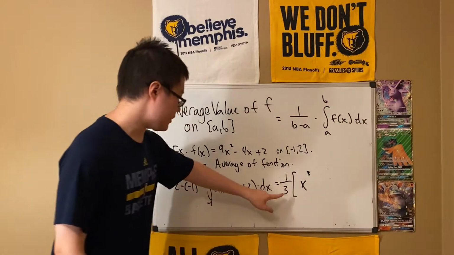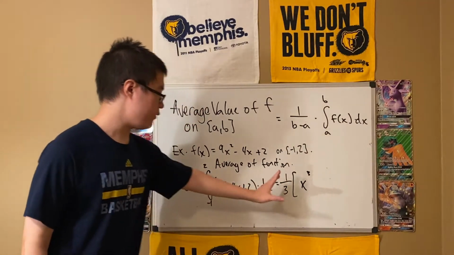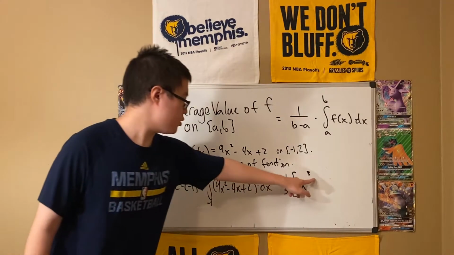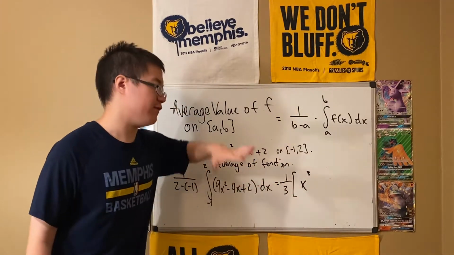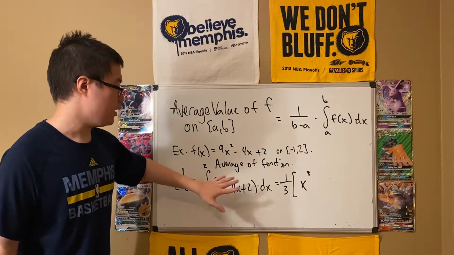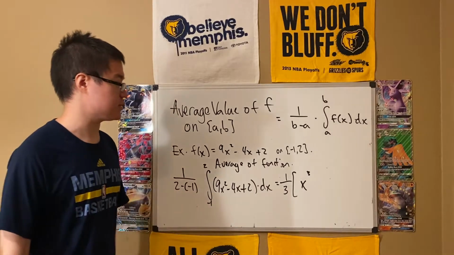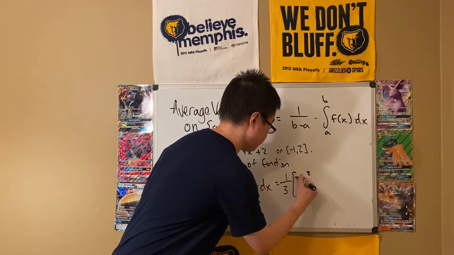Just keep in mind that this 1/3 is still over here, and in this bracket is where I'm going to write my antiderivative. So you add 1, so it's x cubed. Then you divide by your new exponent, or multiply by 1/3, but 9 divided by 3 is just 3. So that's why we're going to have 3 here.